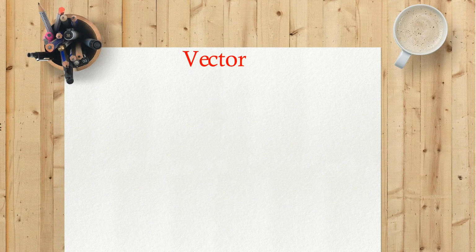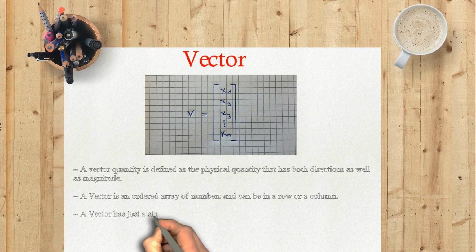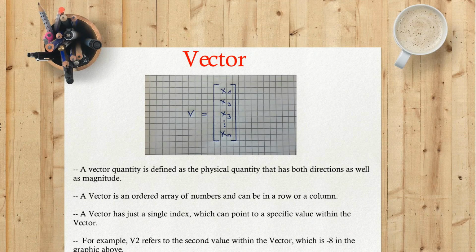Vector. A vector quantity is defined as the physical quantity that has both direction as well as magnitude. A vector is an ordered array of numbers, and can be in a row or a column. A vector has just a single index, which can point to a specific value within the vector. For example, v2 refers to the second value within the vector, which is -8 in the graphic above.